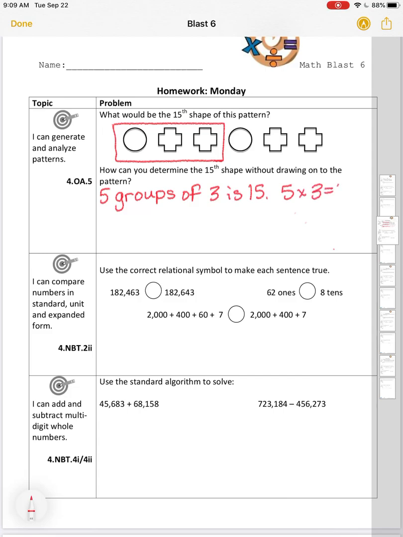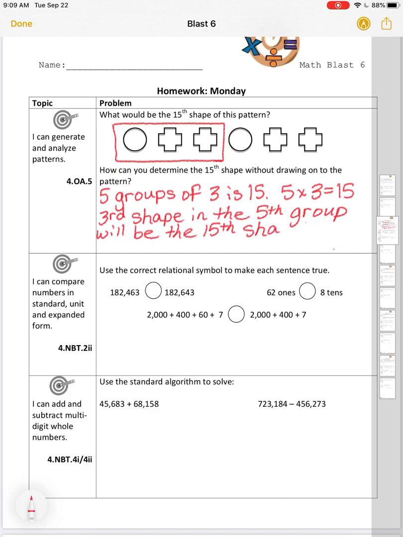5 times 3 equals 15 is basically what I just stated there. So I know that the third shape in the 5th group will be the 15th shape. So once again, the third shape in the 5th group will be the 15th shape. So the third shape in any group is here, this irregular dodecagon.